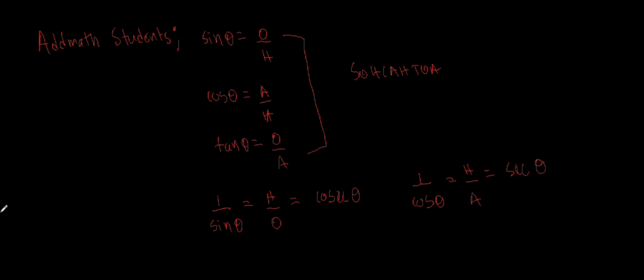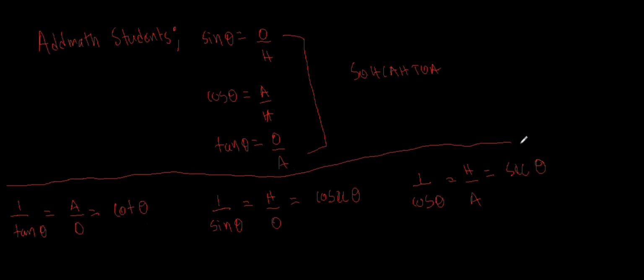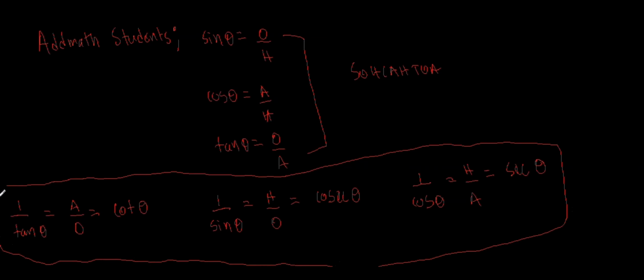And well, the last one, 1 on tan theta, is adjacent all over opposite, which is cot theta or cotangent theta. So these here are the reciprocal trig identities that advanced students, pure math students, higher level math students need to know.